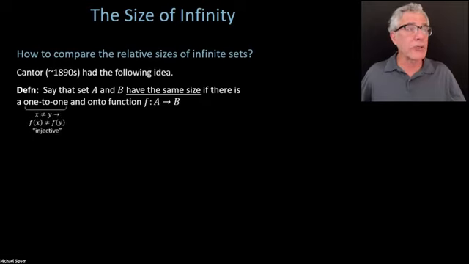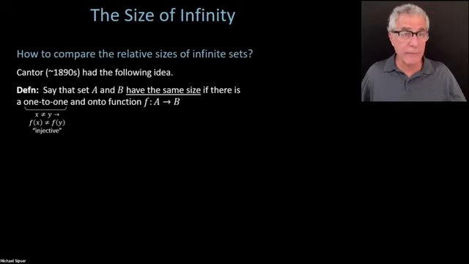So a one-to-one function is a function that's mapping from A to B. Those are the two sets whose sizes we're trying to compare. And the function being one-to-one just means that there are no collisions. If you have two different elements of A, they're never going to map onto the same element of B. So two different elements of A always map onto two different elements of B. So that's the one-to-one property.